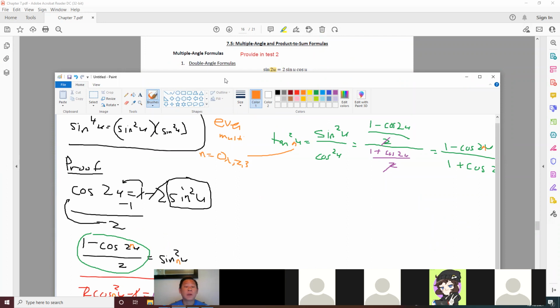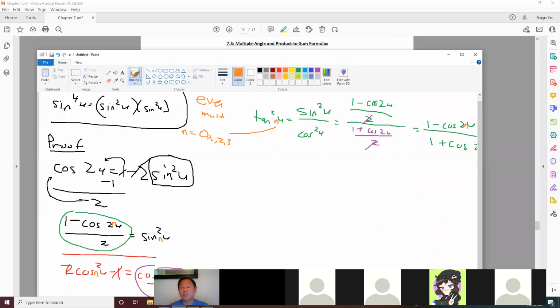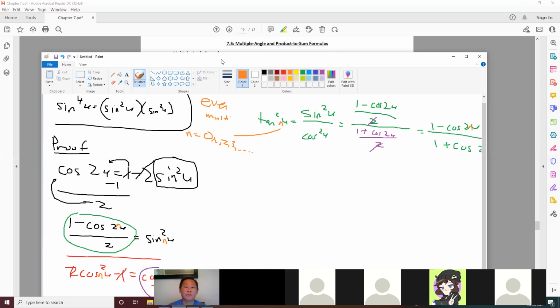Okay, so that means that if the question calls for 3u, then your n in this case is 3. This is because it's multiplied in this case. That means if n is 3, you triple it. Okay, that's the meaning of it. You triple everything. So that is power reducing.